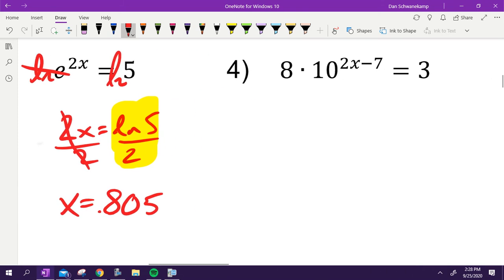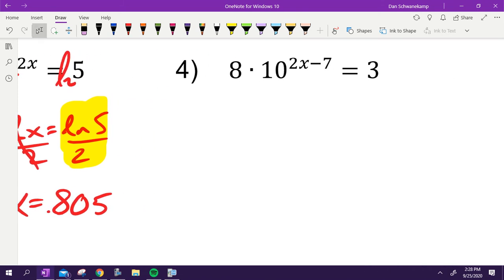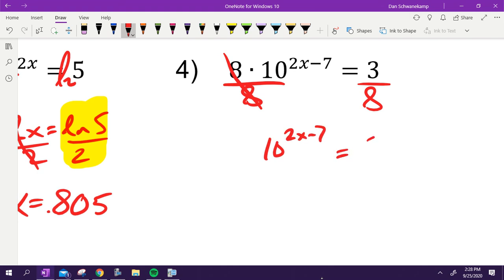Number 4 says 8 times 10 to the 2x minus 7 is equal to 3. If I want to solve that, Caroline Cook, what'd you do first? Divide by 8. Get rid of that 8. We don't want to be multiplied by it. We want to get rid of it. So we move that over. Now I've got 10 to the 2x minus 7 equals 3/8.